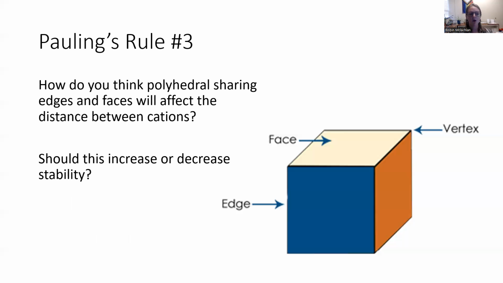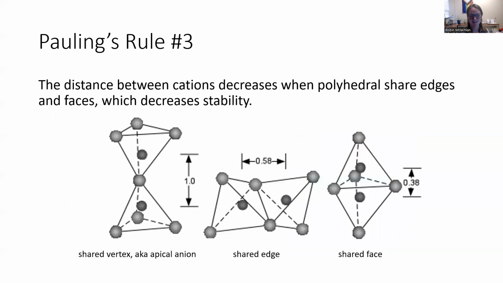So how do you think stability will be affected if these shapes share actual faces or maybe edges, right? If they share a face, will this increase or decrease stability? Okay. Hopefully you came up with decreased stability, right? If they share a face, they're really close to each other. So the cations inside those shapes are going to repel each other. However, if they only share a vertex, right? If they only share a corner, that's going to increase the distance between those like charged cations and increase the stability.